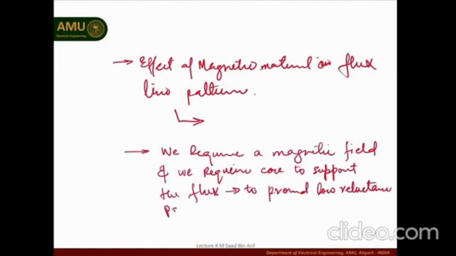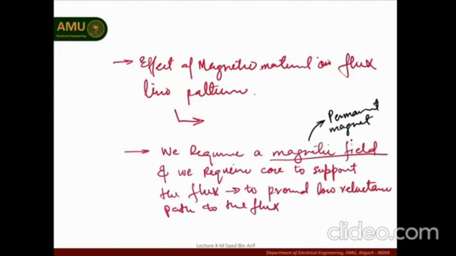Whenever we want to use the magnetic field concept in any application, first we have to establish the magnetic field, and for that we generally use a permanent magnet. And in order to take the magnetic field lines through a designated path, we usually use magnetic materials or a core to carry that magnetic field.